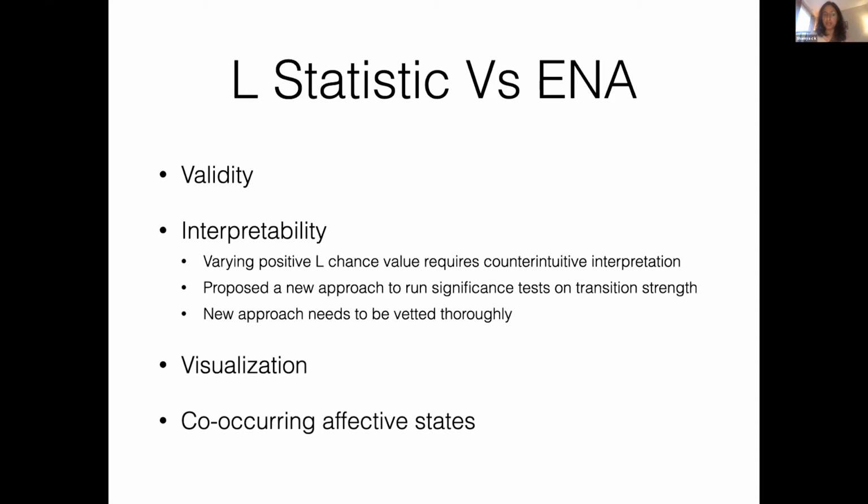In terms of interpretability, it's a lot easier to visualize with a network than keeping in mind what the L chance value is, which may change every time based on the number of affective states you have. We also propose a new approach to run the significance test. So we achieved interpretability through that as well.